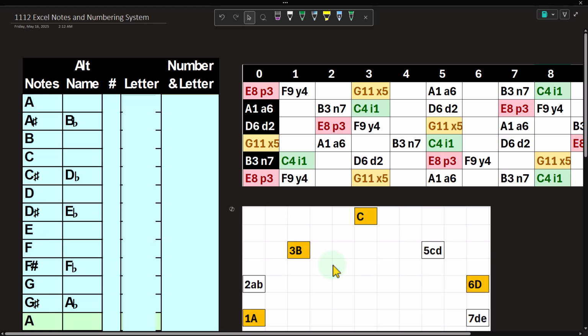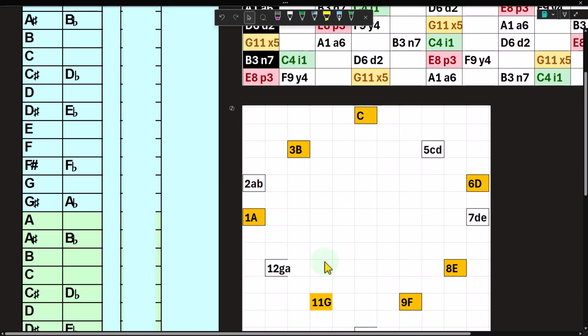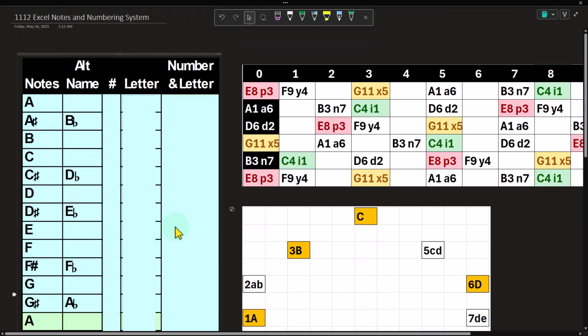Now notice, here it is in a circular pattern. So here's the A, A sharp, B, C, C sharp, D, and you can see it in a circle, and it just repeats. This way it's more like a clock format. I put the C on top because we're going to see it in the key of C.